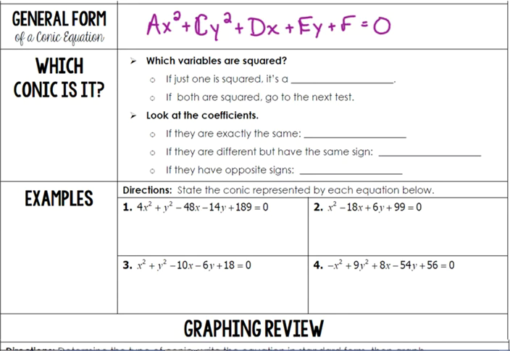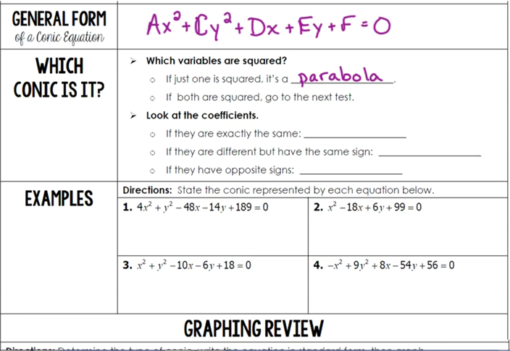So here's the good news. If you're looking at a general form, you should be able to identify what type it is because they all have something unique. So the first question we ask ourselves is which variables are squared? If there's only one of them that's squared, either x is squared or y is squared, it's a parabola. So that's stop number 1, question number 1. Which variables are squared? Only one of them is squared, it's a parabola.